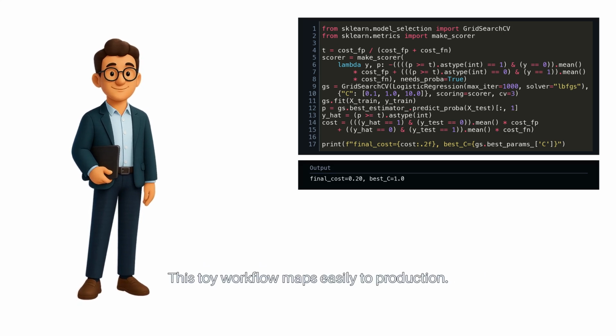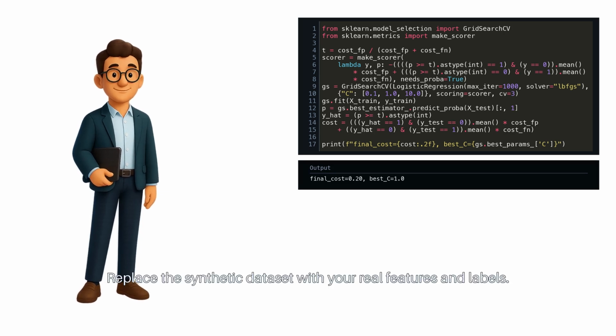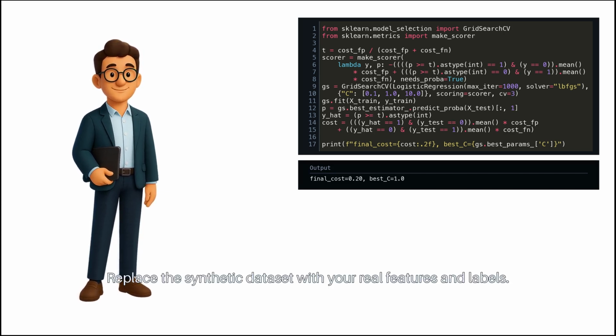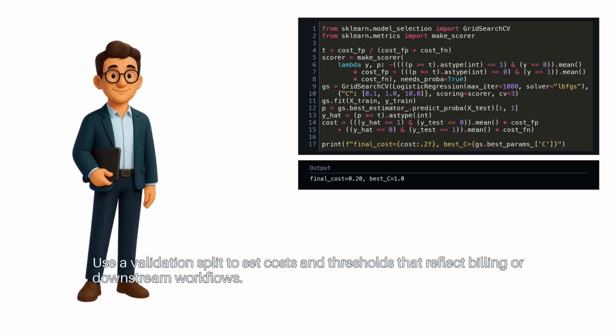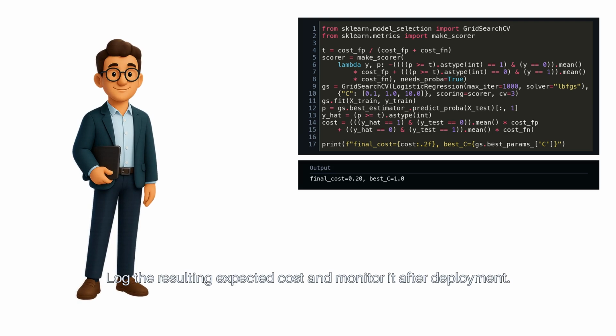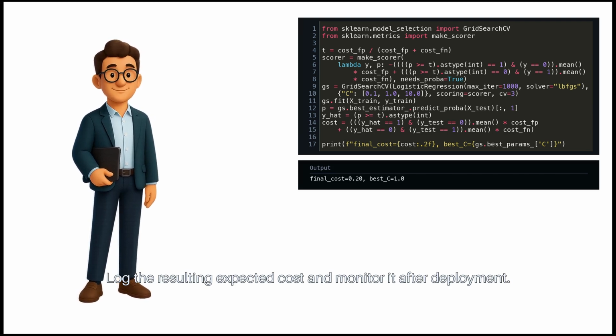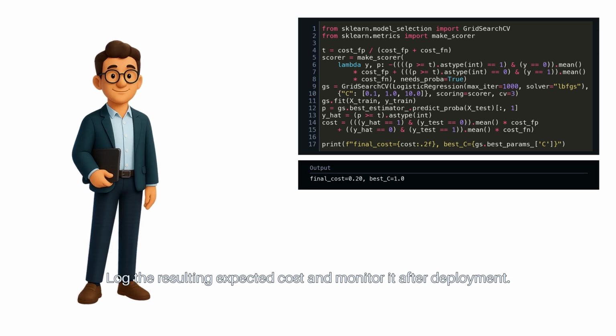This toy workflow maps easily to production. Replace the synthetic dataset with your real features and labels. Use a validation split to set costs and thresholds that reflect billing or downstream workflows. Log the resulting expected cost and monitor it after deployment.